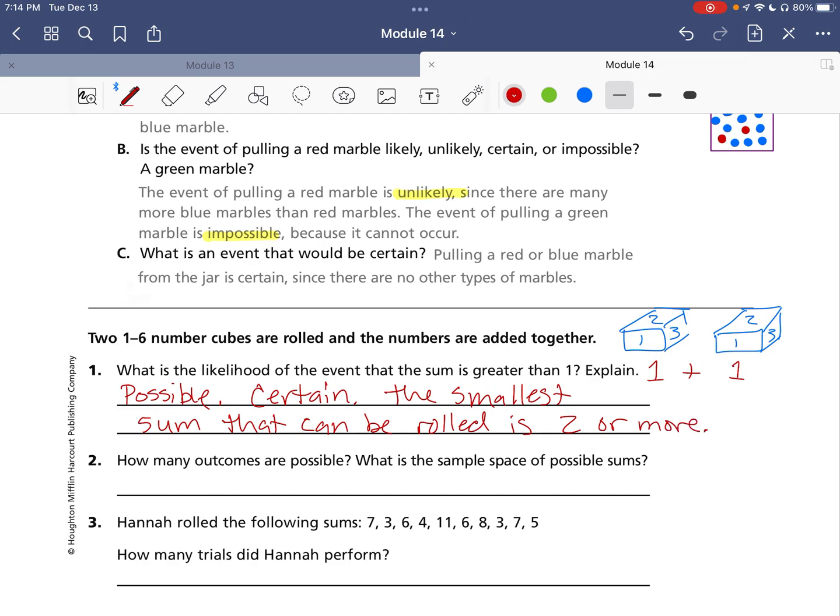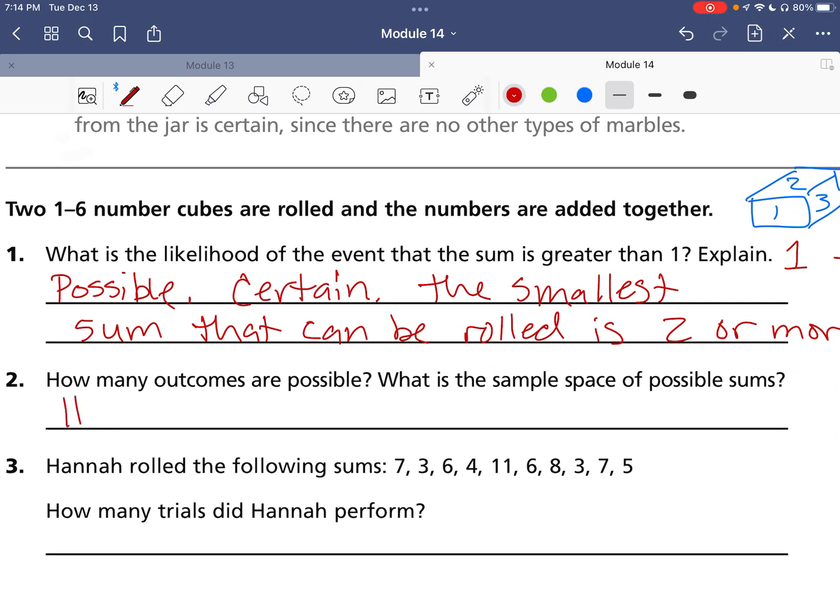Okay, how many outcomes are possible? What is the sample space of possible outcomes? So try and write that out. Pause your video. You could have a 1 plus a 1, a 1 plus a 2, 1 plus a 3, 1 plus a 4, 1 plus 5, 1 plus a 6, and then different variations of that. So write out and see how many you have. Unpause when you're good to go. So they have 11 possible outcomes.